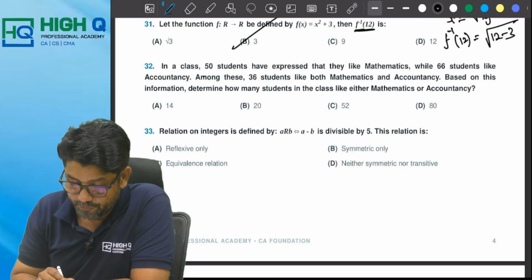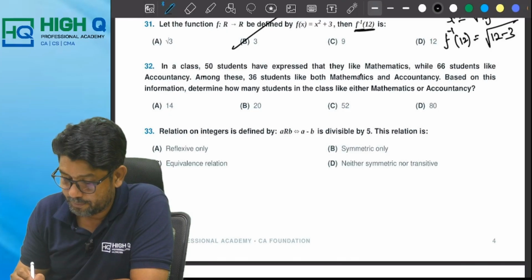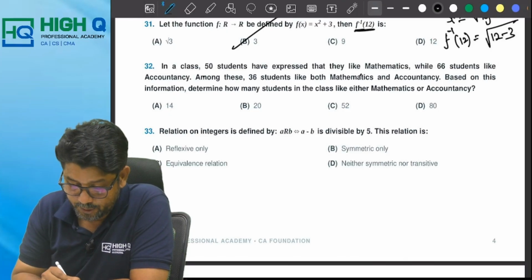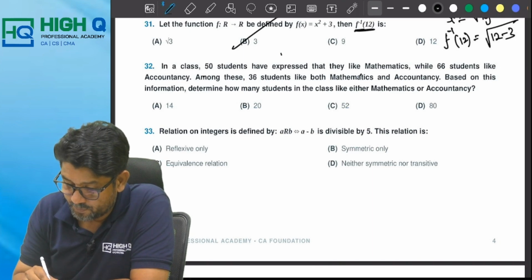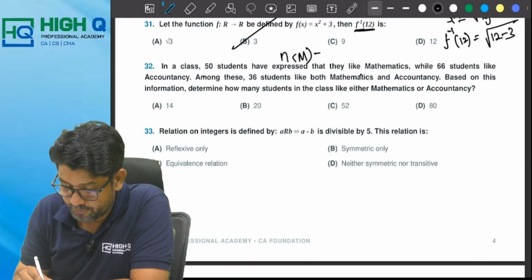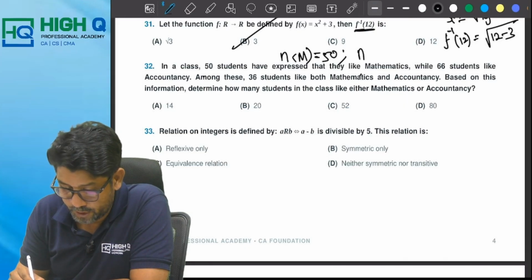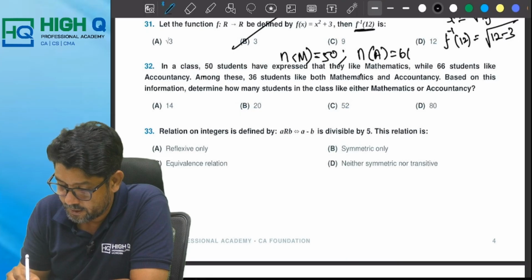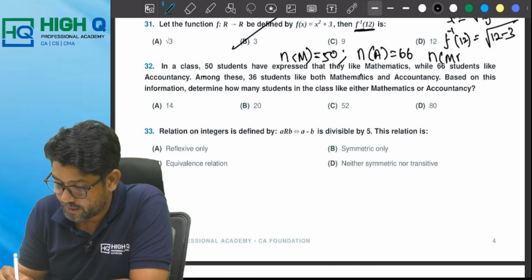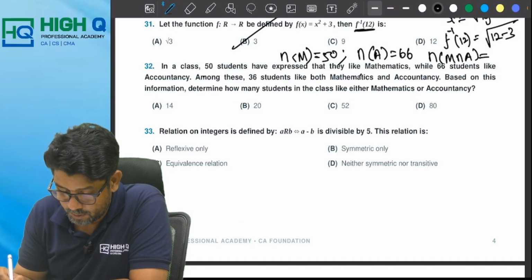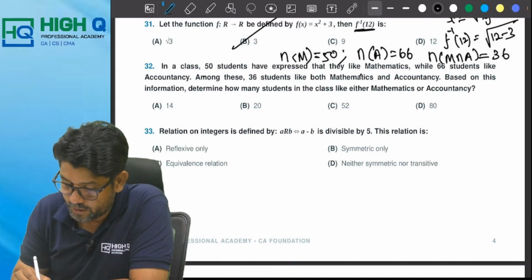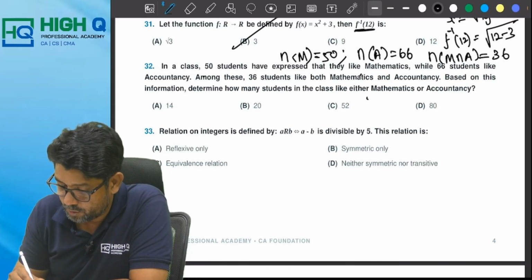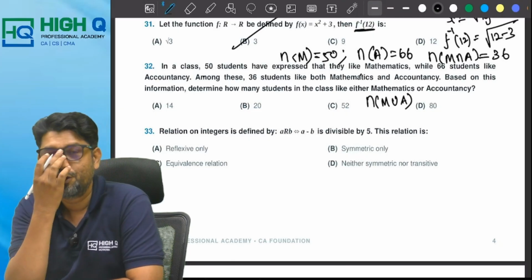Next. In a class, 50 students have expressed that they like mathematics, while 66 students like accountancy. Among these, 36 students like both. For example, the number of students who like mathematics is 50, the number who like accountancy is 66, and the number who like both mathematics and accountancy is 36. The question is, determine how many students in the class like either mathematics or accountancy.